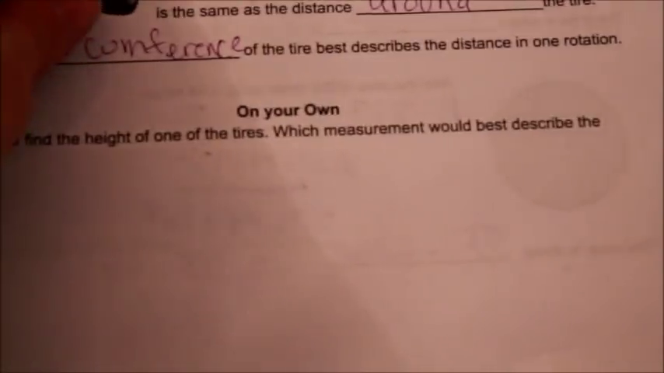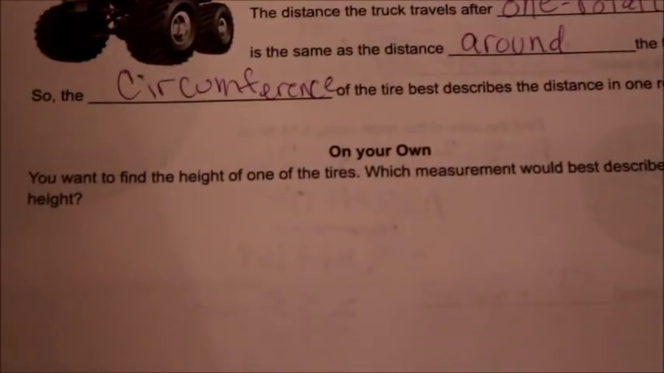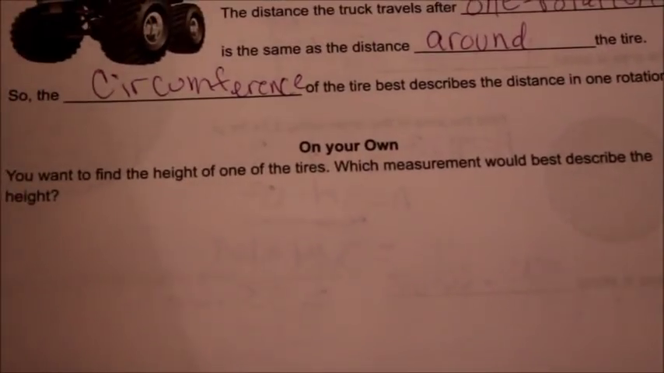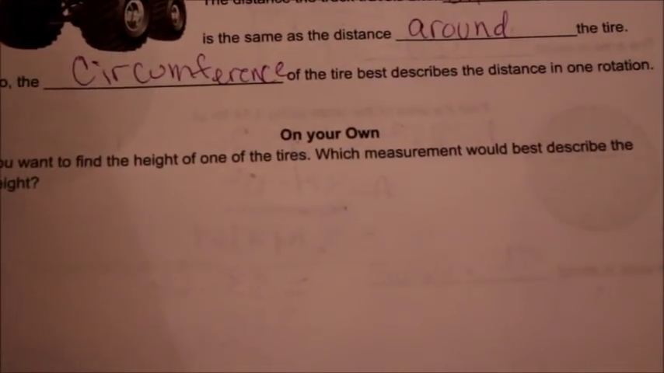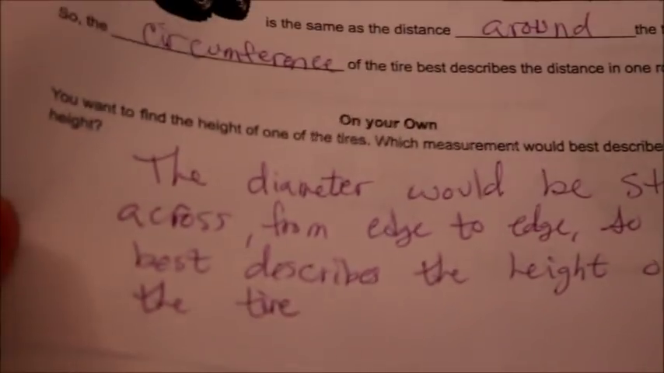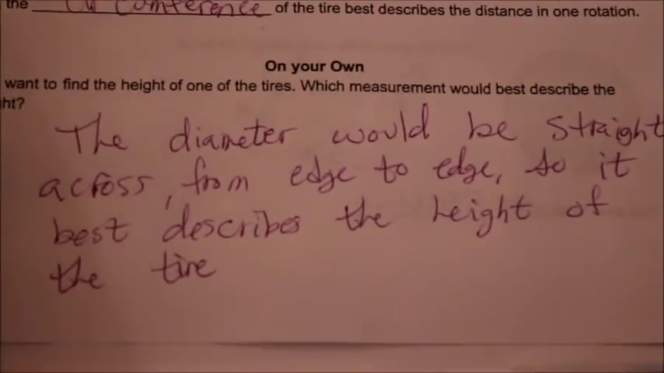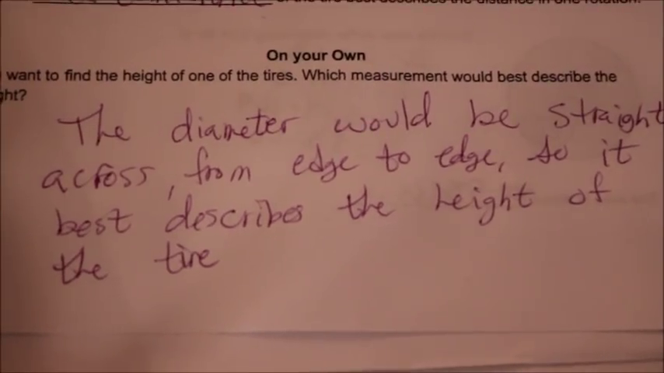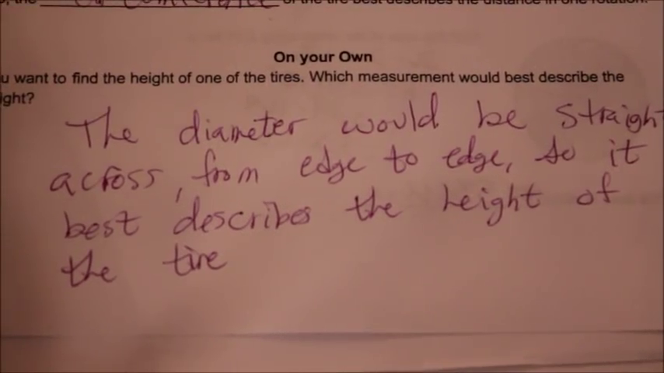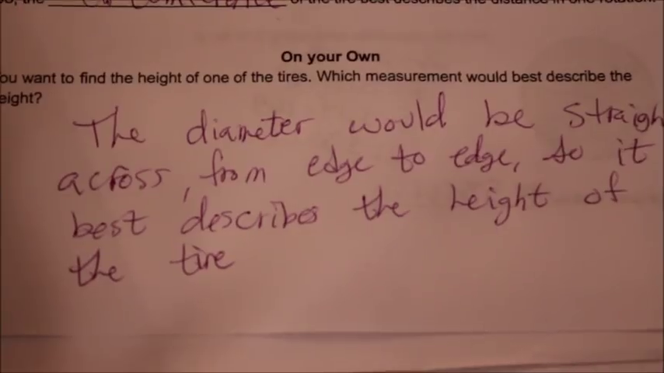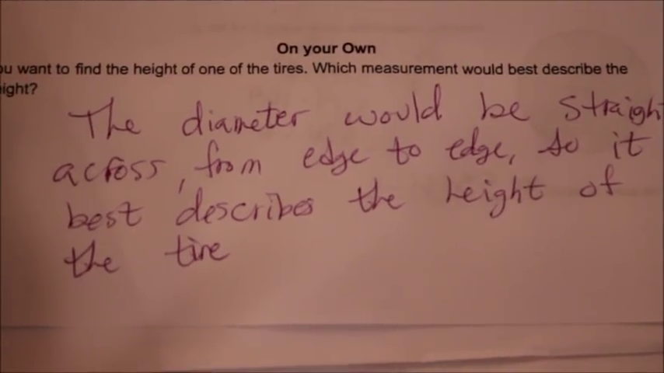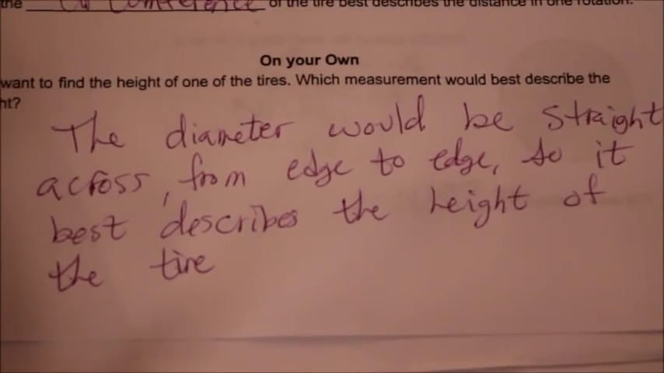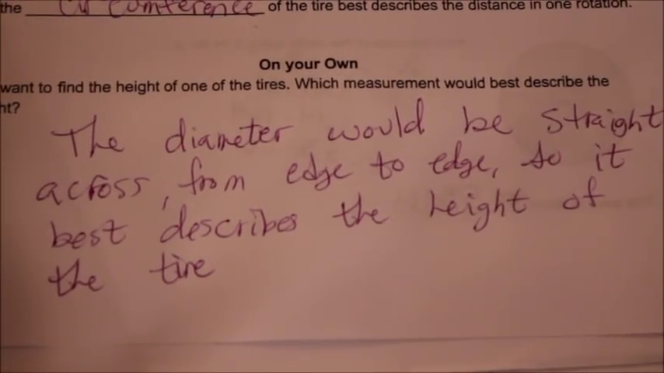Now moving down to the bottom of this page, you want to find the height of one of the tires. Which measurement would best describe the height? That would be the diameter, straight across from one edge to the other, so it best describes the height of the tire. I'm not going to leave this up here very long, so you need to pause the video if you do not have this down.